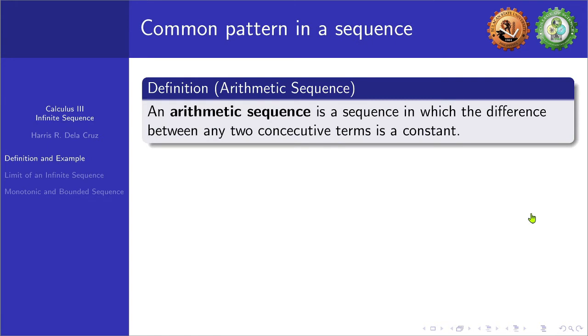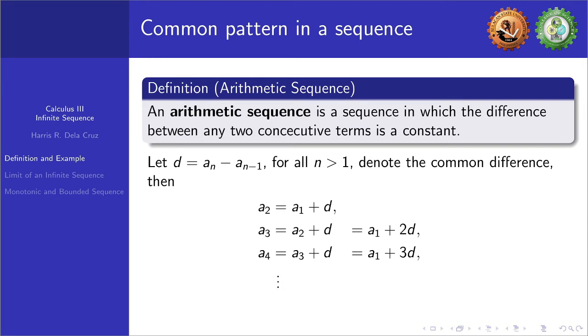Now, there are cases when a sequence exhibits a particular behavior or pattern that is easy to recognize. And we should be able to easily identify what particular sequence it is by examining the pattern of the sequence. Here is a typical example. An arithmetic sequence is a sequence in which the difference between any two consecutive terms is a constant. That means if we get the difference between a sub n and a sub n minus 1, or the preceding term, we get a common difference. So let's denote this common difference by D.